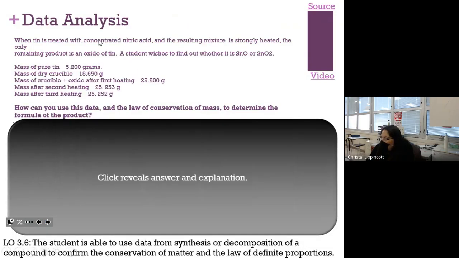All right. When tin is heated with concentrated nitric acid, the resulting mixture is strongly heated. The only remaining product is an oxide of tin. A student wishes to find out whether this is tin(II) oxide or tin(IV) oxide. They have this data. How can you use the data and the law of conservation of mass to determine the formula? So this is empirical formula data, go.